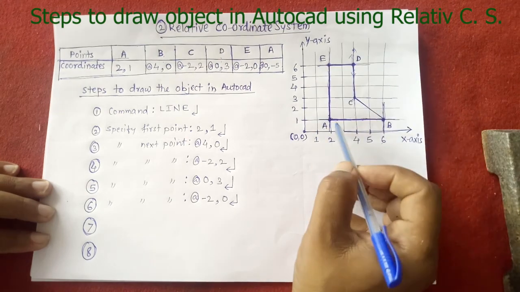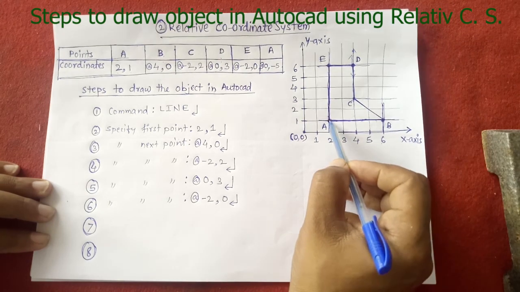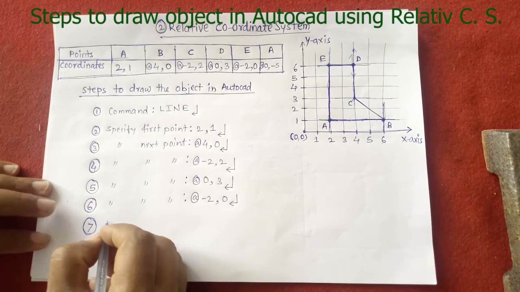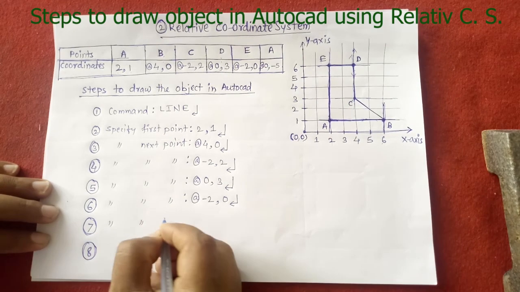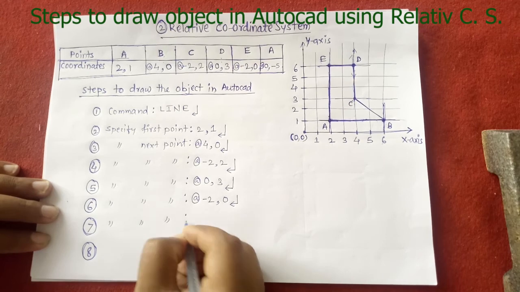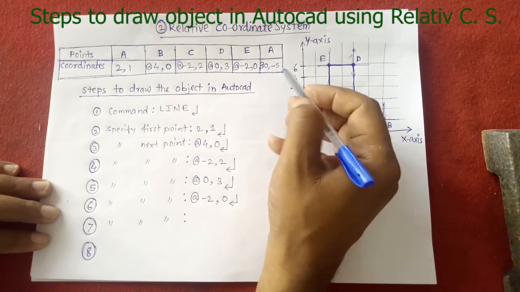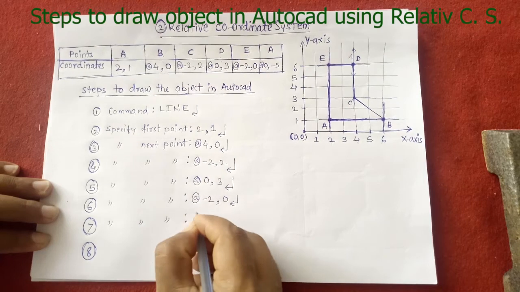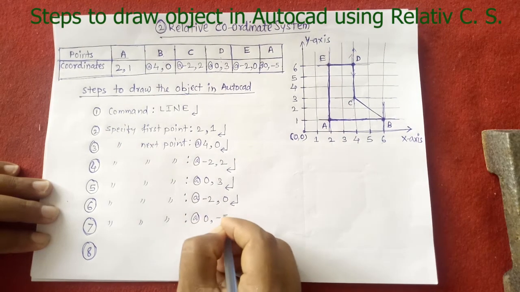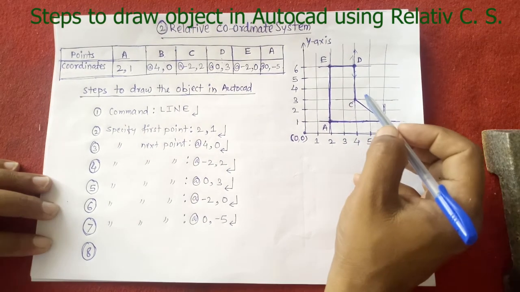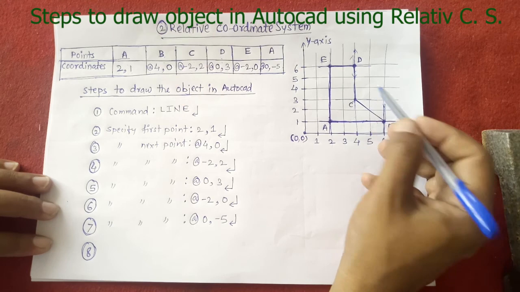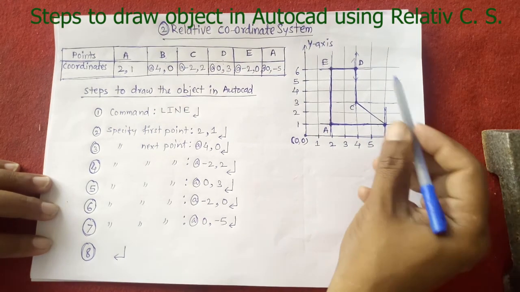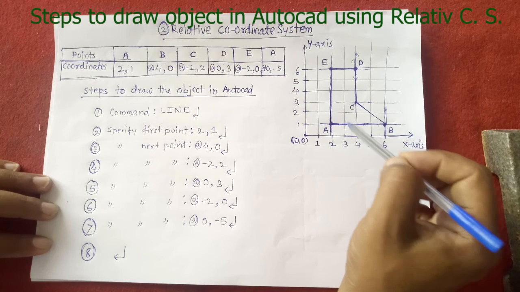So next we have to enter the coordinates of a point A to draw this line from E to A. So system will ask us specify next point, then enter the coordinates of a point A. The coordinates of a point A with respect to E are @0, -5 and press enter button. And finally, to see the complete object, press enter button once again. Once you press this enter button, the complete object will be in front of you in the AutoCAD software.